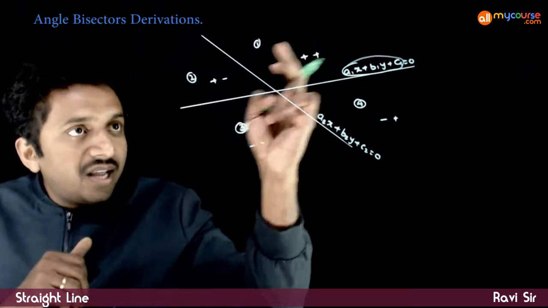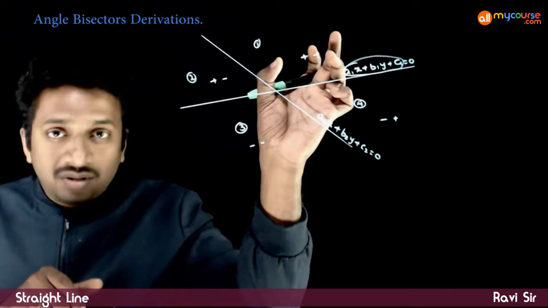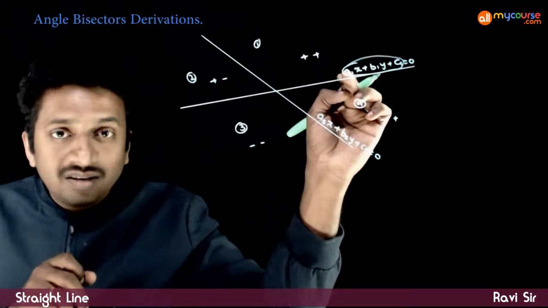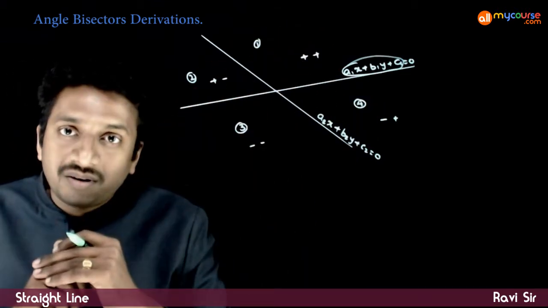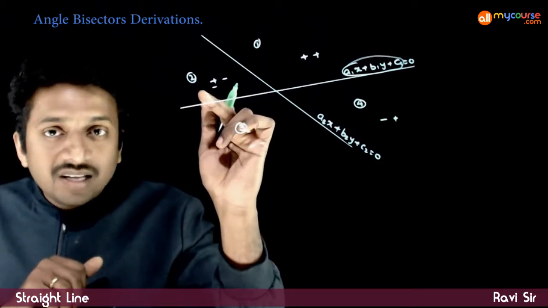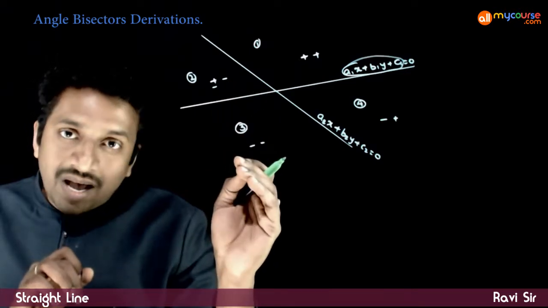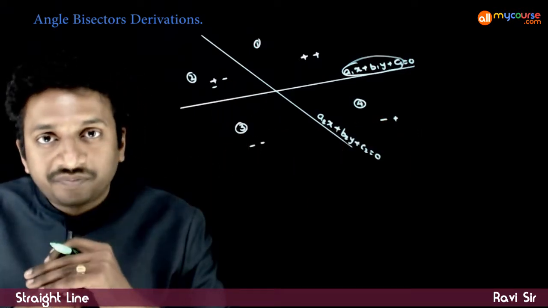That means if you take the four regions, in one region, if you take the points and substitute them in the first line, you get a positive number. In the second line also you get a positive number. In the second region, you get the first line as positive and the second line as negative. In the next, minus minus, both negative. In the last, first negative, the second positive.